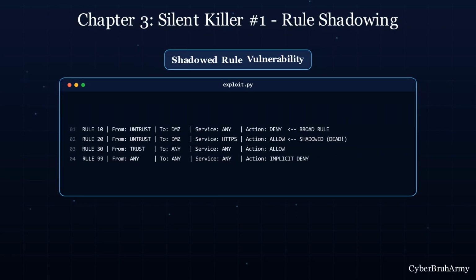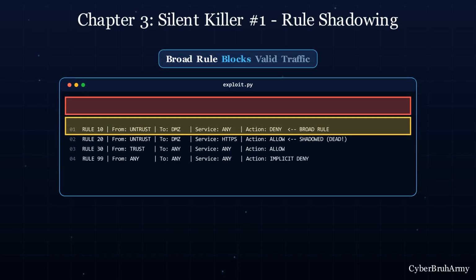Rule shadowing is a critical security vulnerability where an overly broad rule placed higher in the table renders a more specific lower rule completely unreachable. Here, Rule 10 blocks all traffic from untrust to DMZ. Rule 20 intended to allow HTTPS, but it will never evaluate, creating a silent service outage.